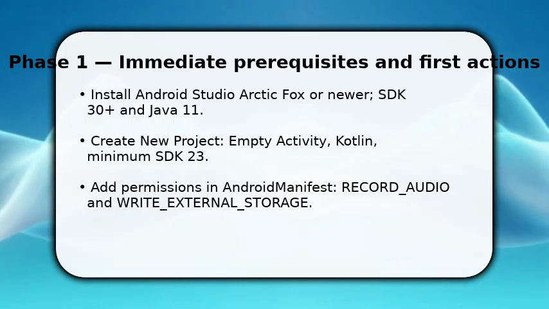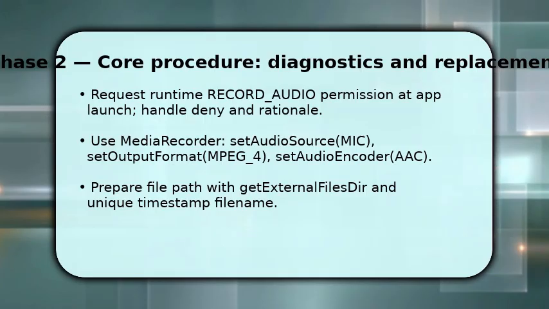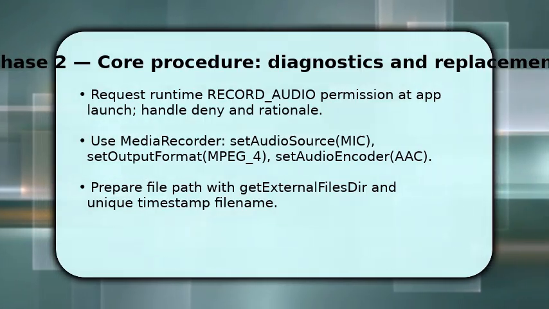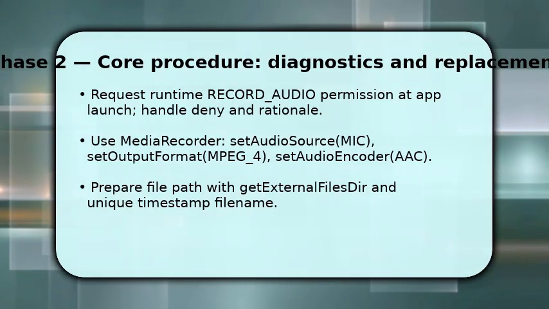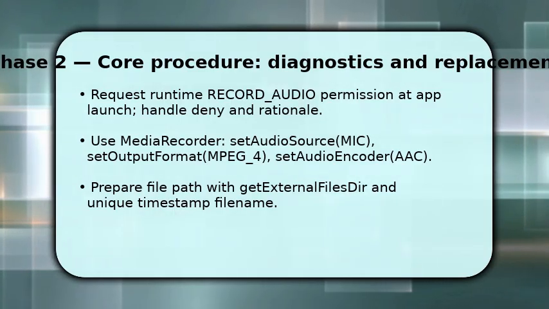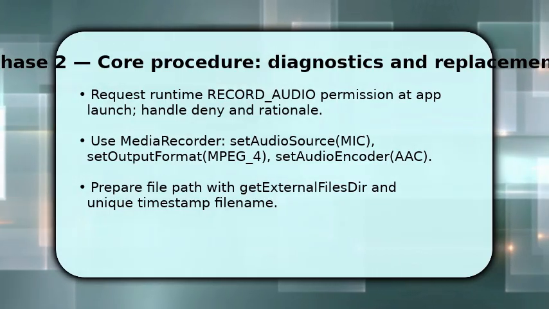You implement recording by requesting runtime permission for audio, present rationale if denied and proceed when granted. Next, initialize media recorder. Set audio source to mic, choose output format MPEG-4 and audio encoder AAC, then set output file to a timestamped path and get external files dir. Once prepared, call prepare and start.